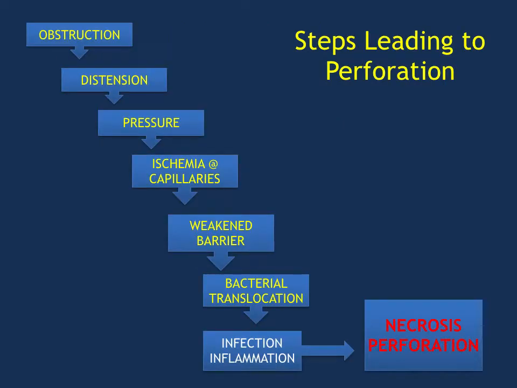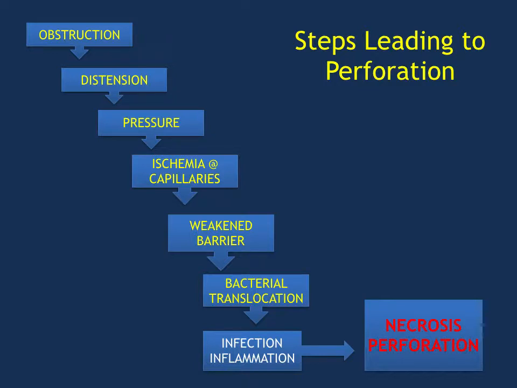Before we go on, let's review the pathophysiology that leads to the perforation based on some of the concepts we've discussed previously. The idea is that often these acute abdominal processes start out with an obstruction of the blind luminal end, resulting in distension, intraluminal or wall pressure, leading to ischemia at the capillary level, as in the case of a compartment-like syndrome phenomenon, which leads to a weakened mucosal barrier, allowing the bacteria to enter and translocate and cause infection and inflammation, which eventually can lead to necrosis of the wall and perforation.